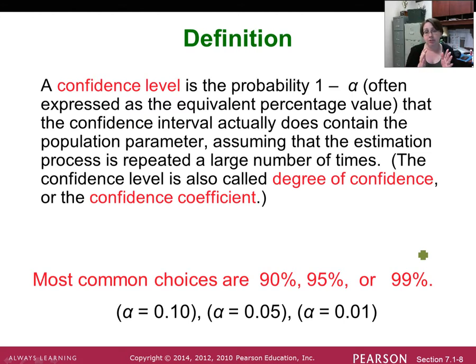The size of your interval depends on the level of confidence that you require. Now at the bottom you can see the corresponding alphas. So alpha 0.10 corresponds to 90%, because remember, these percentages are coming from 1 minus alpha. So if alpha is 0.1, then we get 0.9 or 90%. Okay?